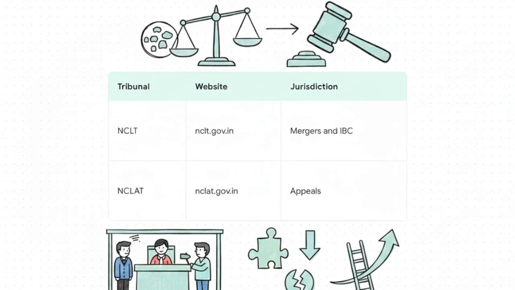But what happens when things go wrong? You don't go to the regulators for that. You go to the tribunals. The NCLT, the National Company Law Tribunal, is your main battlefield for corporate disputes, contested mergers, and those high-stakes IBC insolvencies we discussed earlier. And if you lose a fight there, you appeal right up to the NCLAT.